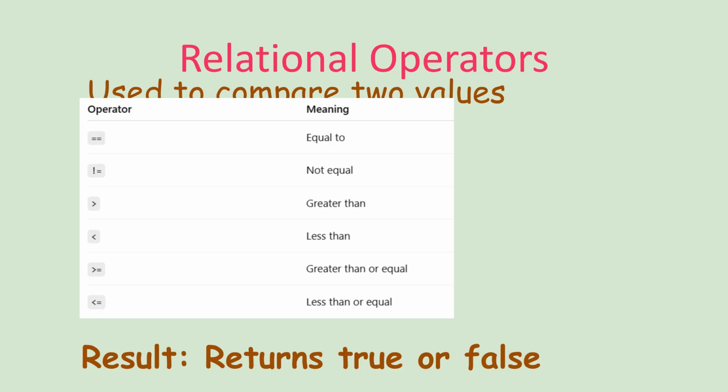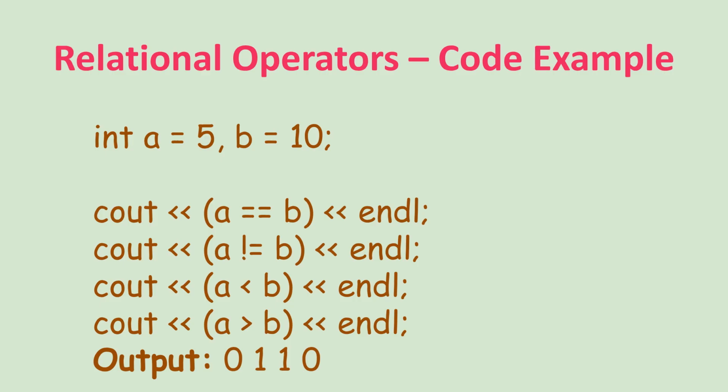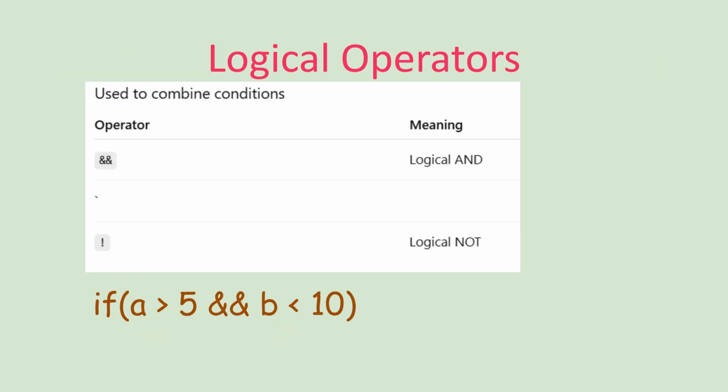Relational operators are used to compare two values. They evaluate to either true or false. Here is a code example showing how relational operators like equals, not equals, less than, and greater than are used to compare variables. Logical operators combine multiple conditions.